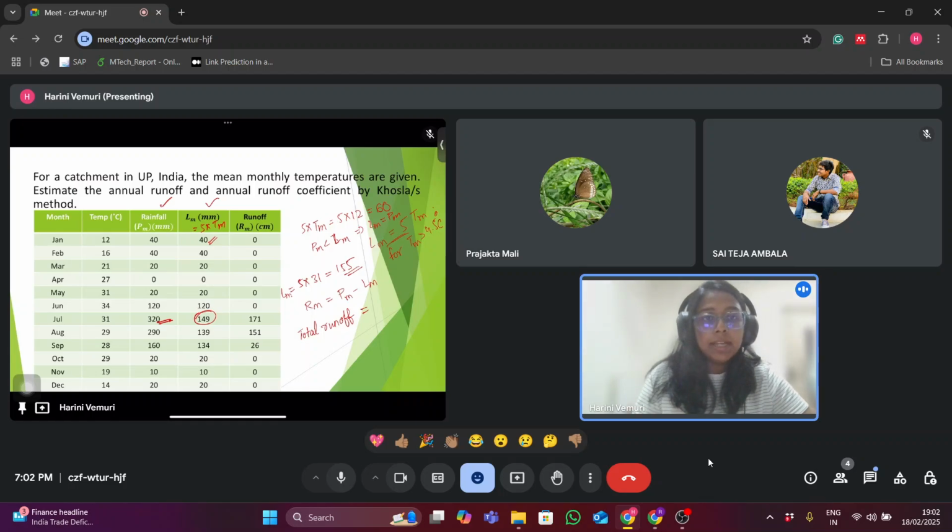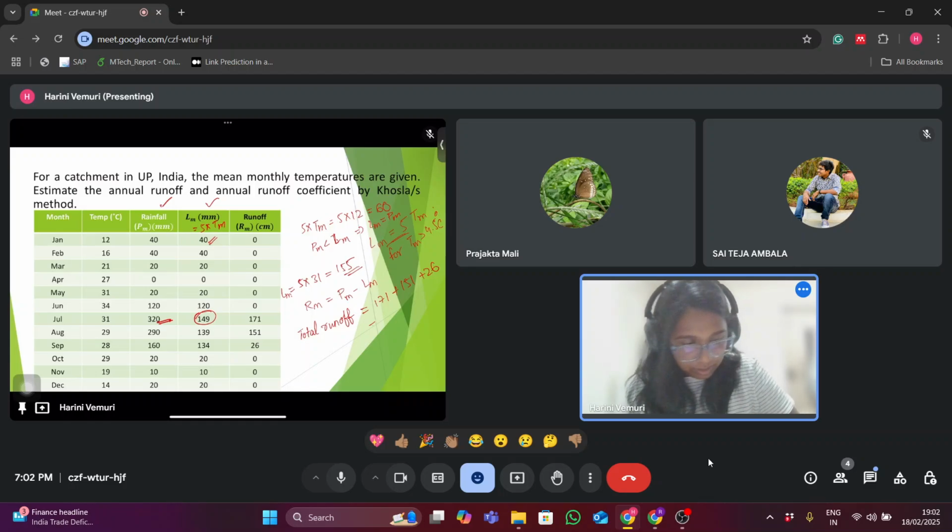So the total runoff will be calculated by summing up all the values, that is 171 plus 151 plus 26. So once I add that up, the runoff is 348 mm. So all the units are in mm, okay?